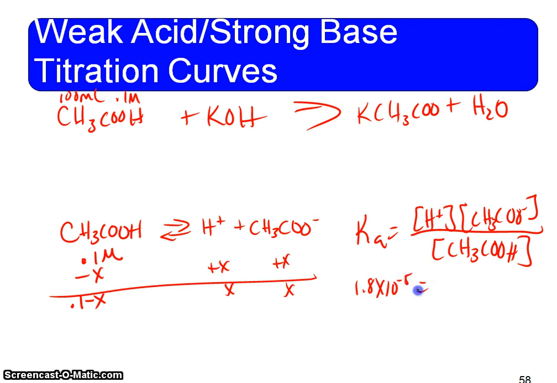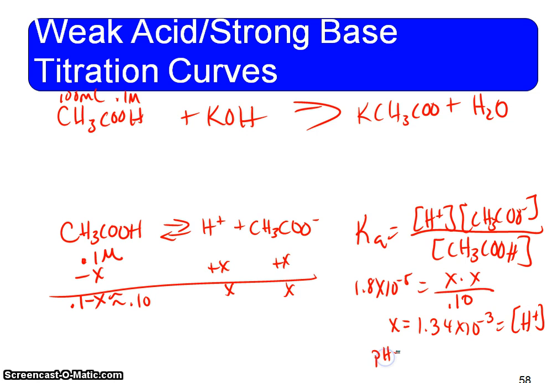I plug in 1.8 times 10 to the negative fifth. I looked that Ka up in the back of the book. X times X over 0.1. Remember, 0.1 minus X approximately equals 0.1. So X equals the square root of 1.8 times 10 to the negative fifth times 0.1. So I got X equals 1.34 times 10 to the negative third. How do I use that to find my pH? That's right, that is my hydrogen ion concentration. So pH equals negative log of the hydrogen ion concentration.